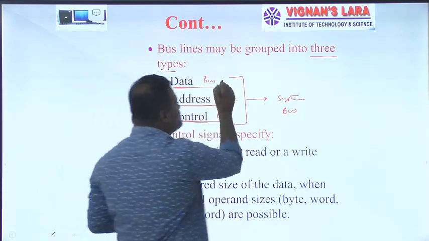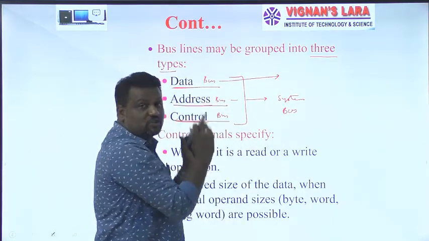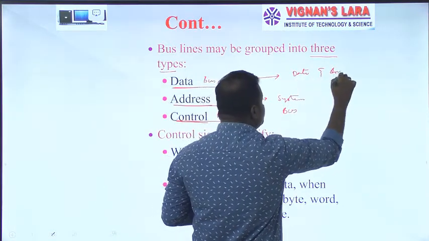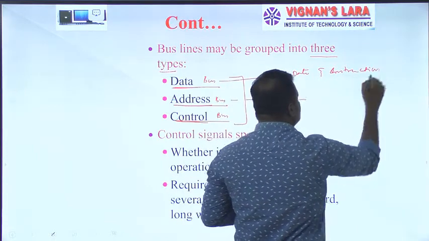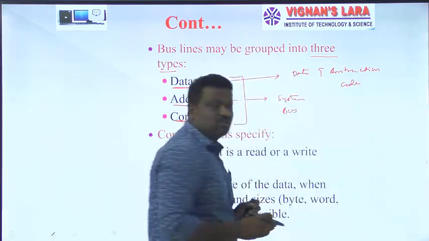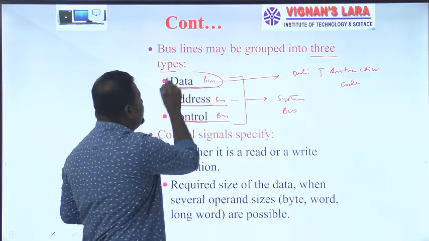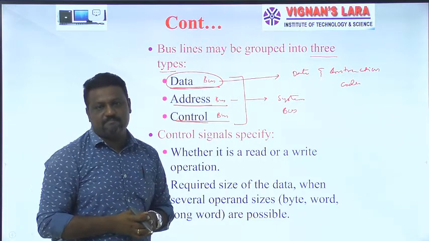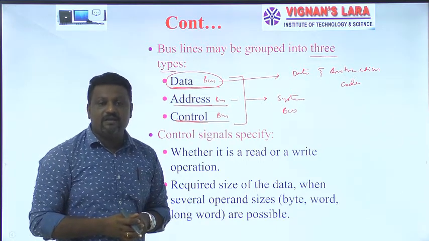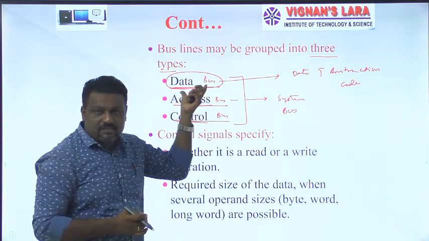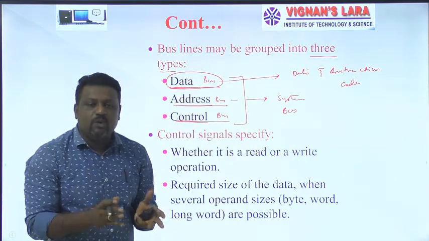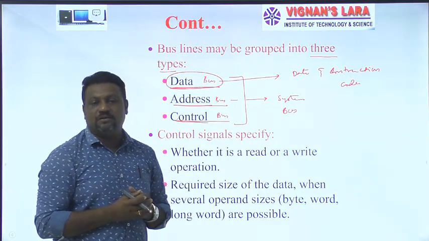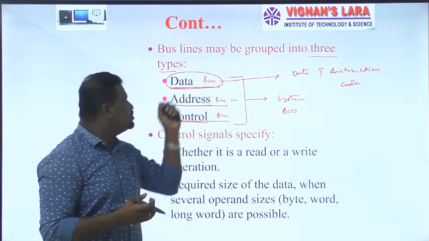So, this is the data bus, which is nothing but a group of lines that carries data information as well as instruction codes. These are two different varieties of information carried by the first group of lines, which we call the data bus. Once again, the job of this data bus is to carry the data information as well as the instruction codes.